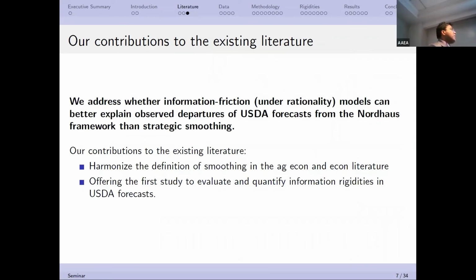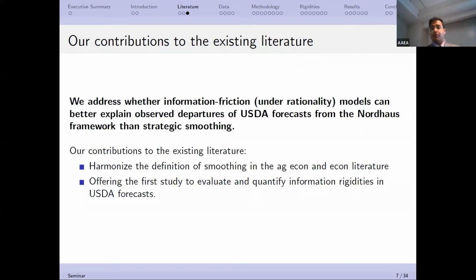So what are our contributions for this paper? We make two important contributions. First, we harmonize the difference in the definition of smoothing in the agricultural economics and economics literature. For this paper, we are following the definition of smoothing defined by the Taylor macroeconomic literature. That is a strategic phenomenon where the forecasters are knowingly underestimating their forecasts.